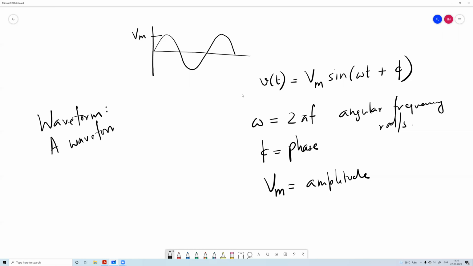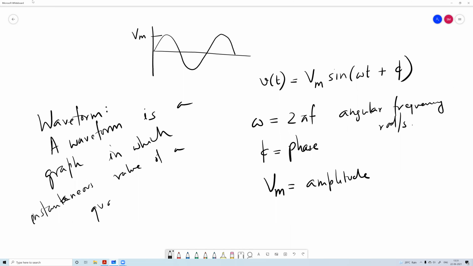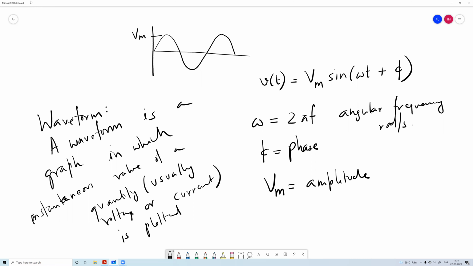A waveform is a graph in which the instantaneous value of a quantity, usually voltage or current in our case, is plotted with respect to time. Okay.